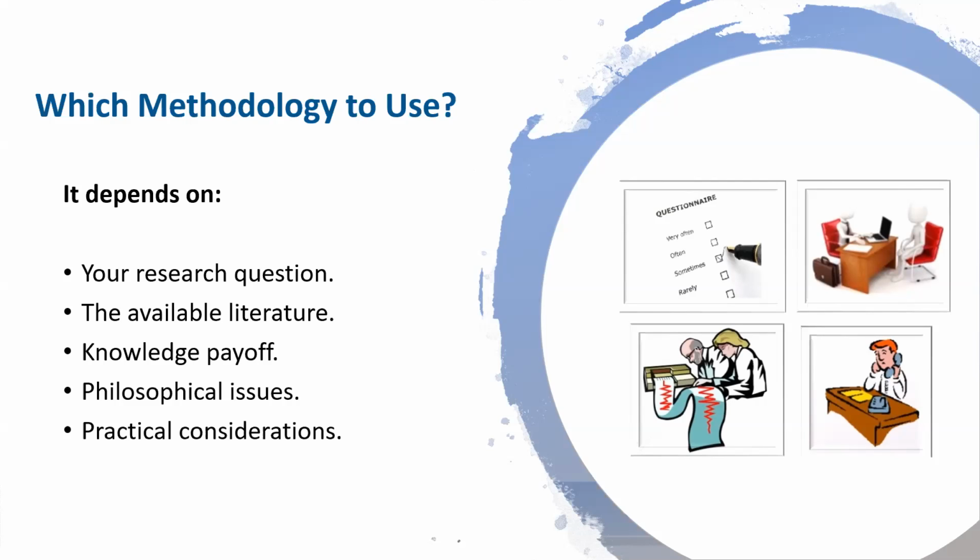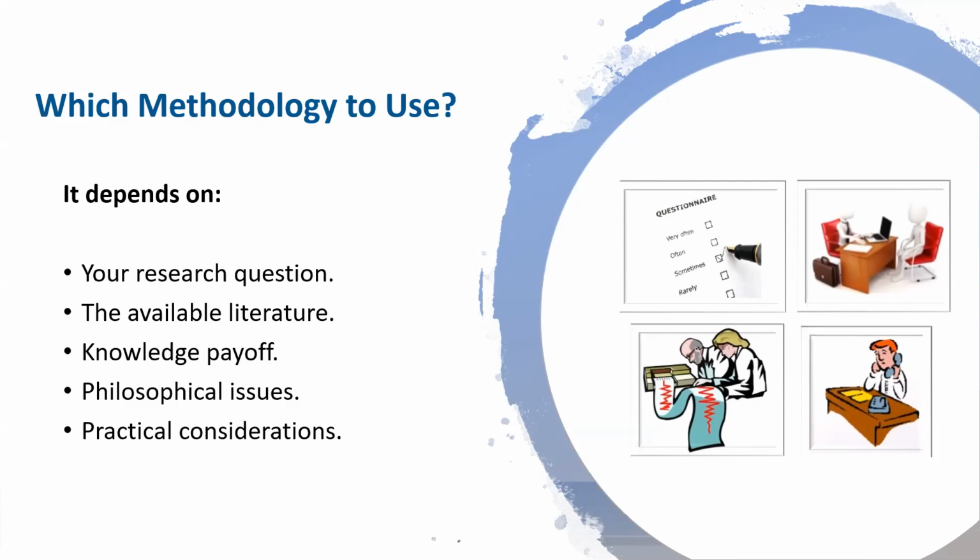Also, philosophical issues. Some researchers prefer one strategy to another. This may also involve paradigm and philosophical issues, or what a good piece of research looks like. So for example, positivist researchers will do surveys or experiments, while interpretivist researchers will go for case study or grounded theory.